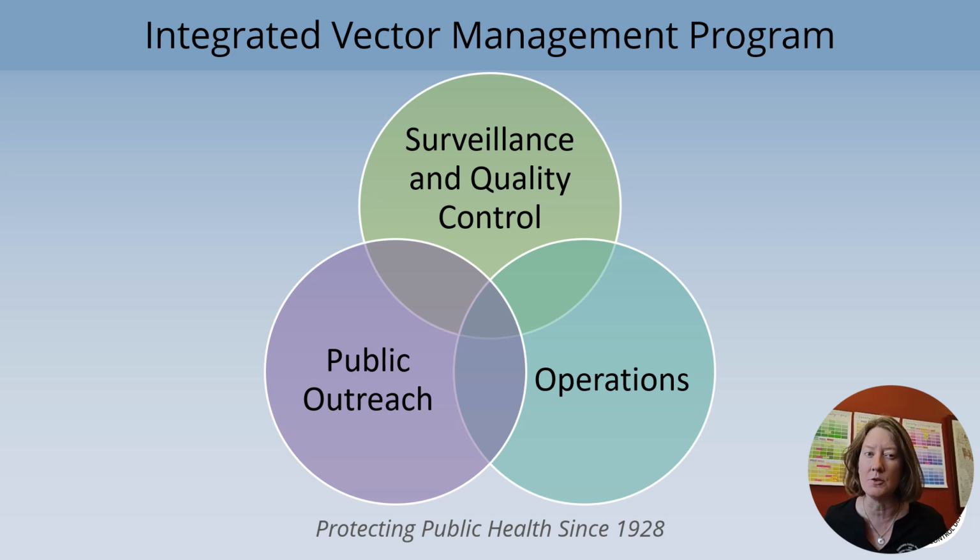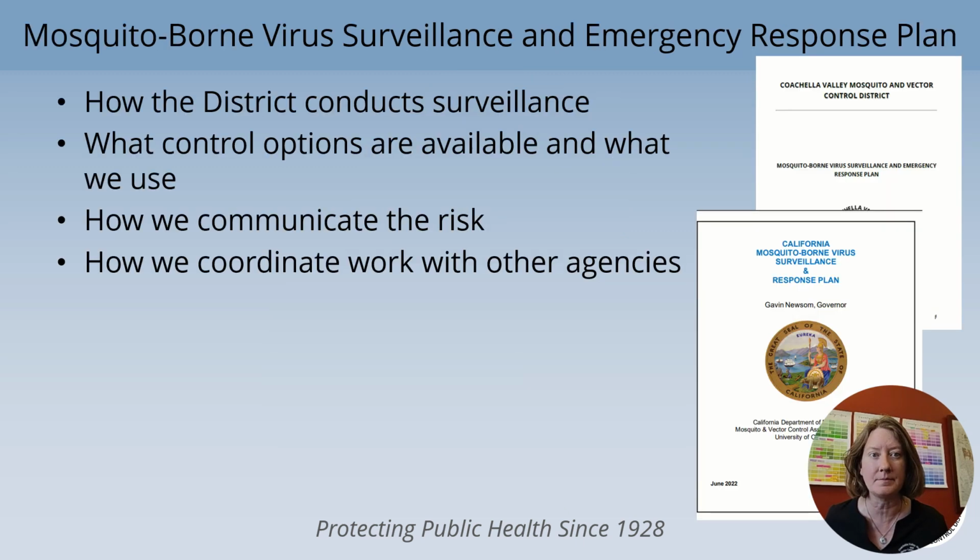We use physical control by removing standing water where mosquito larvae live. We use biological control, putting mosquito fish in areas of standing water where appropriate. And we use chemical control, using the appropriate control products targeting mosquitoes where they live and are active.